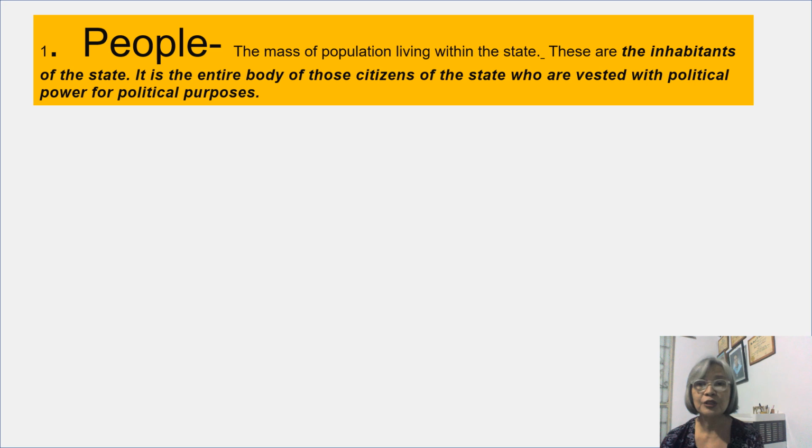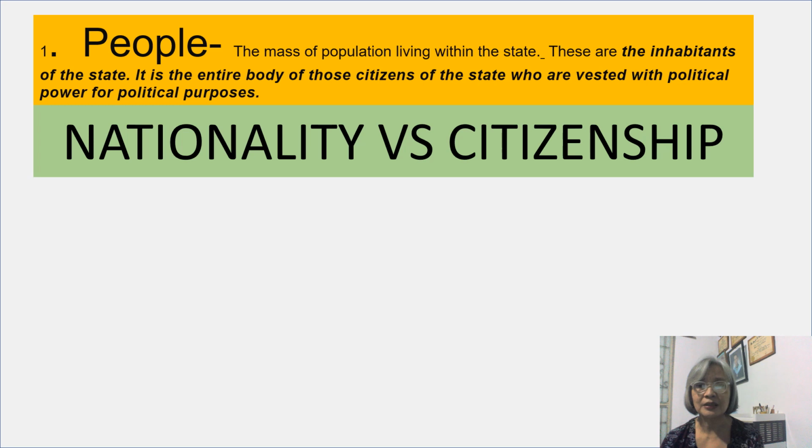Nationality versus citizenship. Anong pagkakaiba ng nationality sa citizenship? When you talk about nationality, you talk about race, lahi. When you talk about citizenship, you talk about allegiance to the government. Sino ba ang magiging subject ng power of taxation? Yung national or yung citizen? Yung citizen. Kasi when we talk about the power, we talk about allegiance. So, support to the government or support to that power.